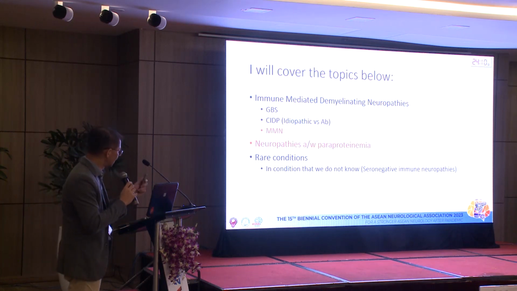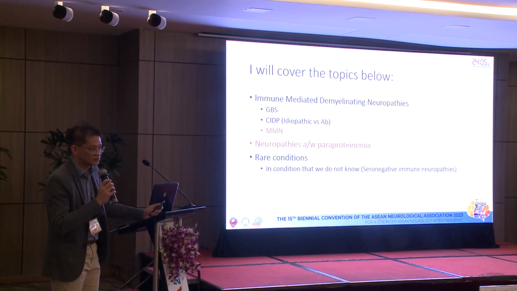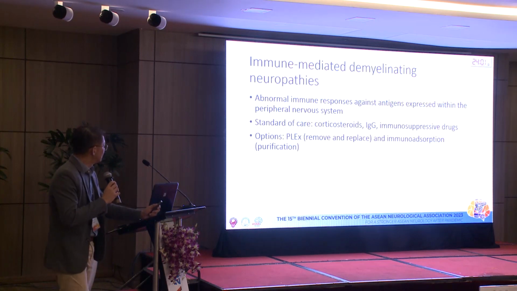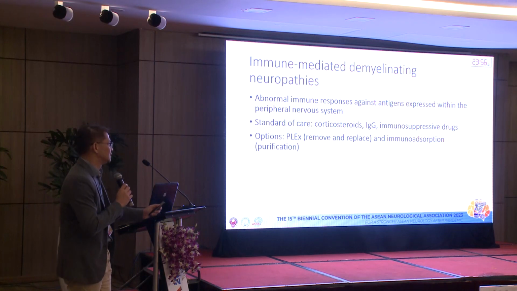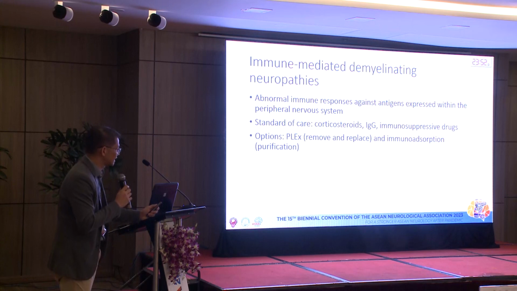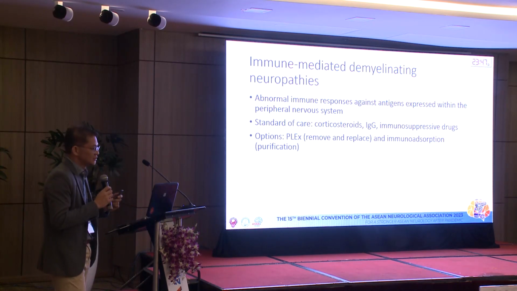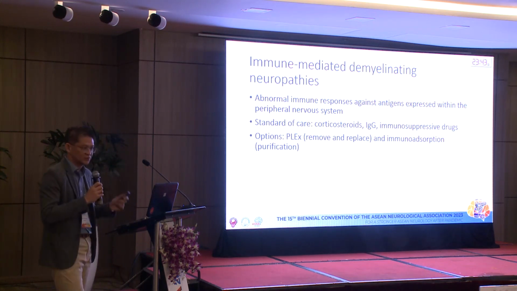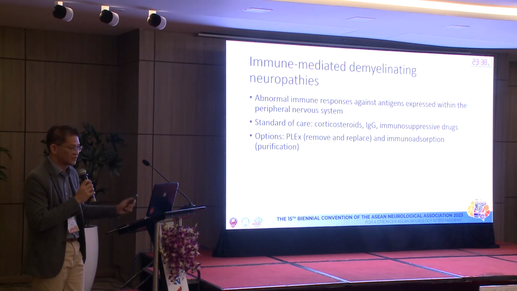And just before I end, I'm going to talk about the use of TPE in patients with seronegative immune neuropathies. So immune-mediated demyelinating neuropathies are mainly due to abnormal immune responses against certain antigens that are expressed within the peripheral nerve. And the standard of care involves mainly the use of corticosteroids, immunoglobulins, and also some immunosuppressive drugs, depending on which type of neuropathies you are referring to.